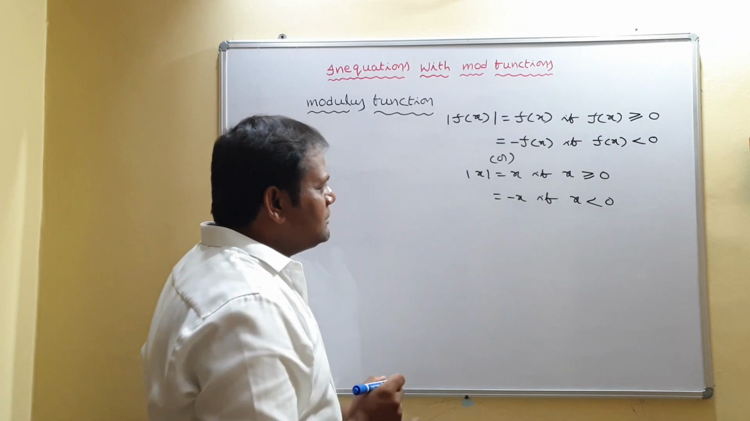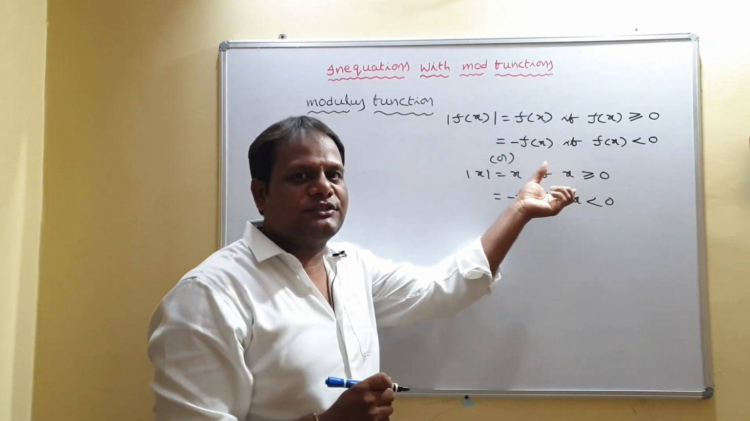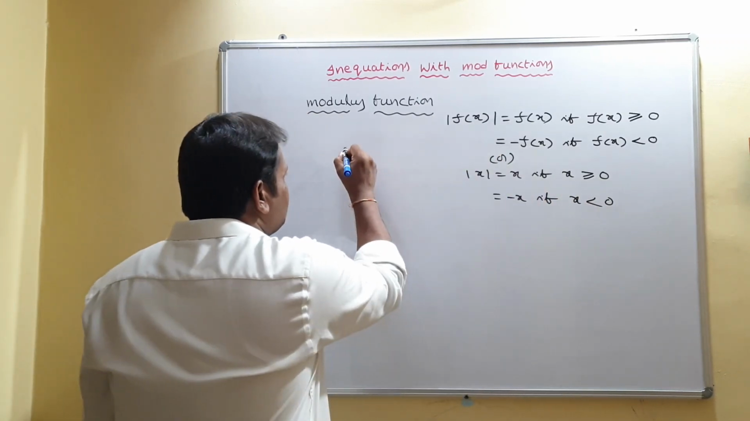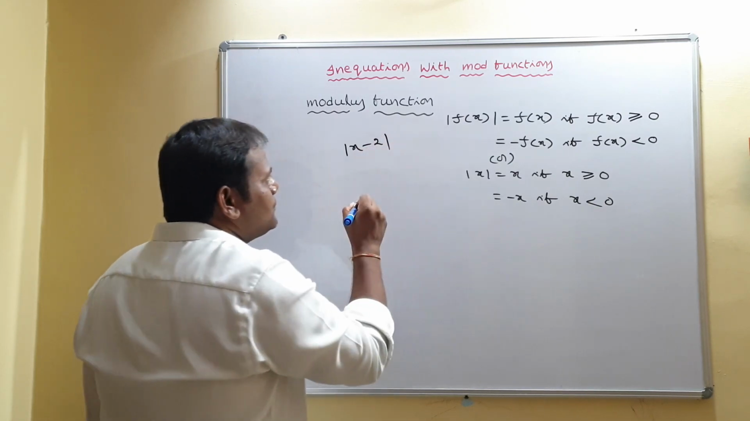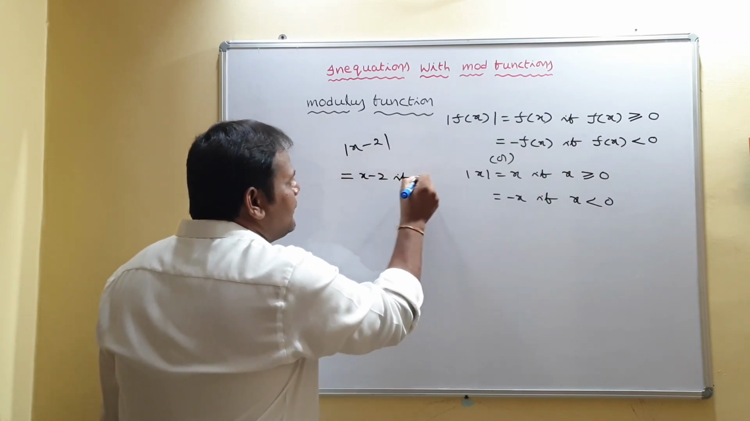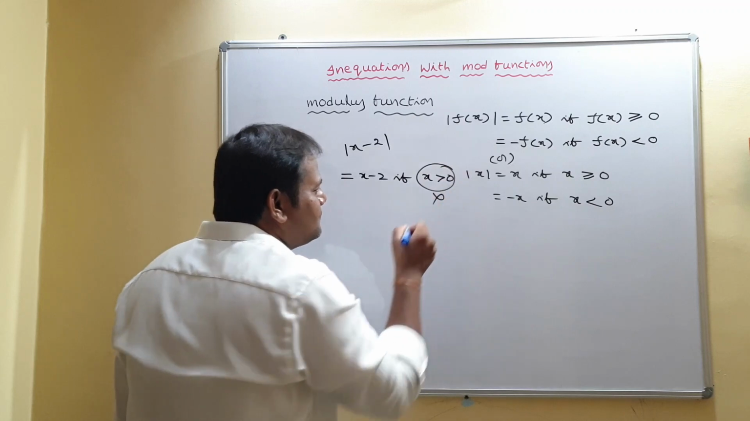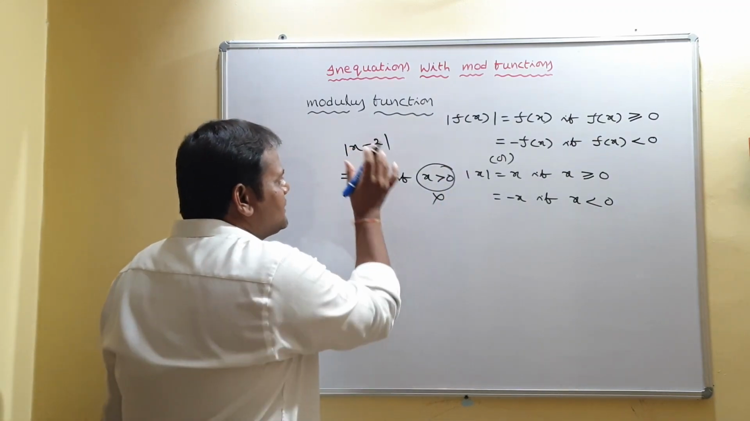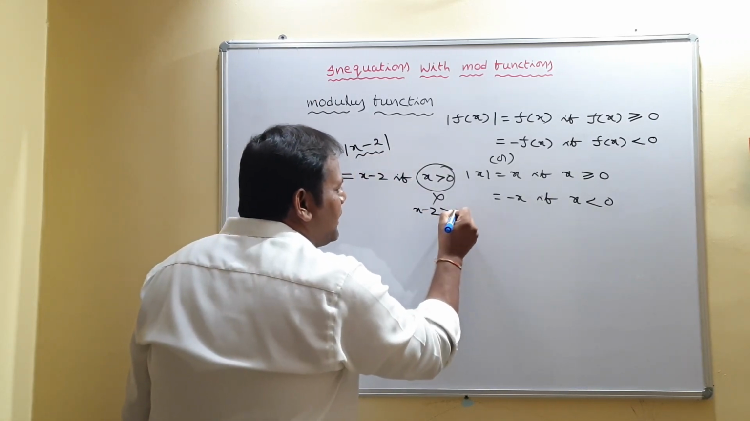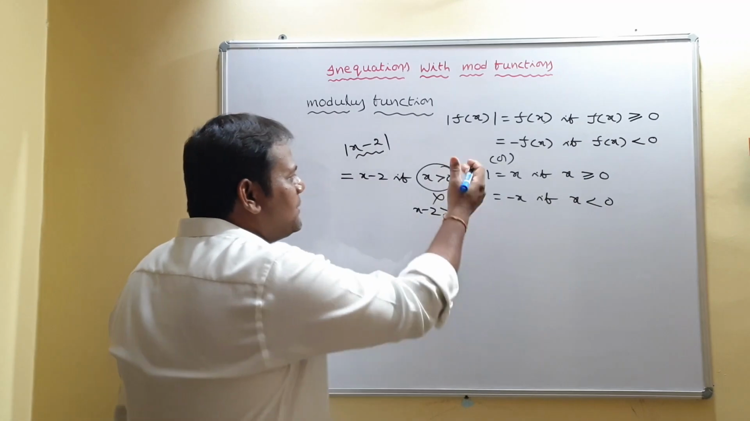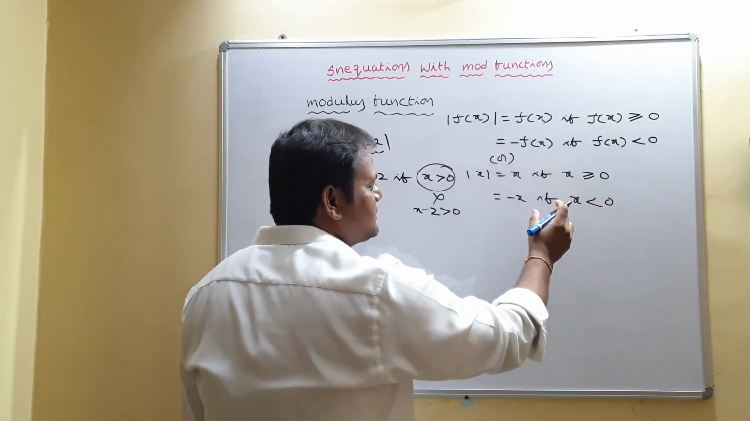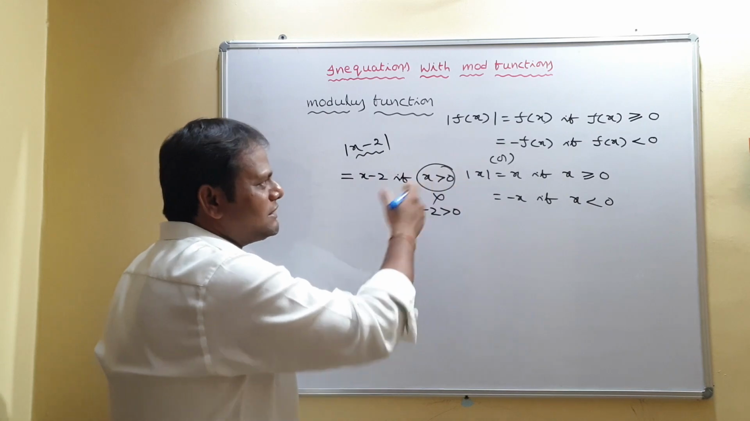Many students remember this: mod x is x if x is positive, mod x is minus x if x is negative. While solving a question, if they get mod x minus 2, they write mod x minus 2 is x minus 2 if x greater than 0. That is wrong. Mod x minus 2 is x minus 2 if x minus 2 is positive. But instead of taking x minus 2 positive, they simply take x greater than 0, because they remember mod x is x if x greater than 0, and minus x if x less than 0. So don't commit such mistakes.